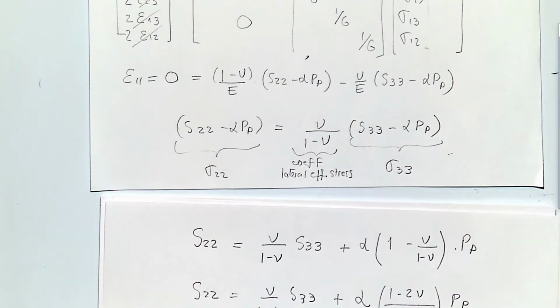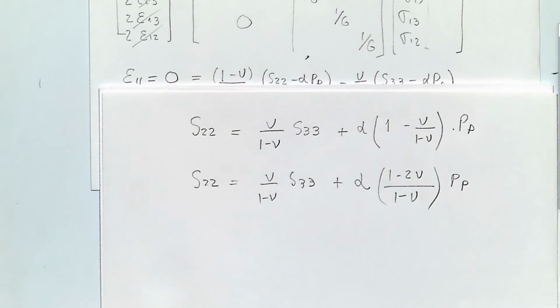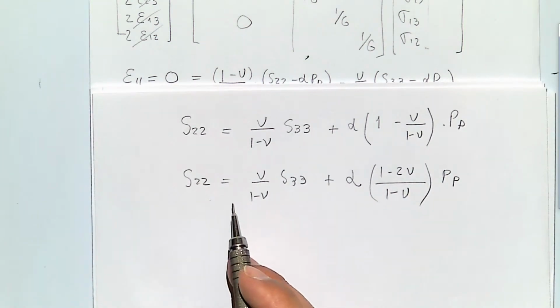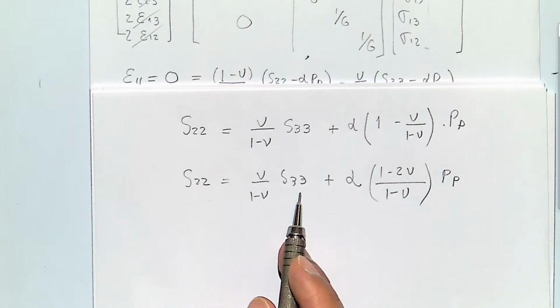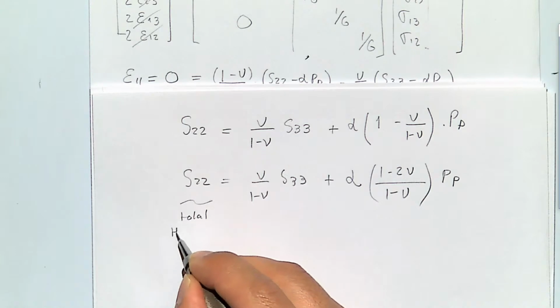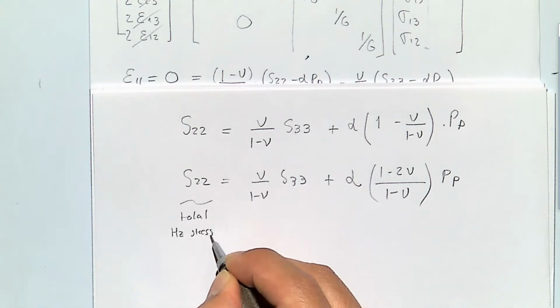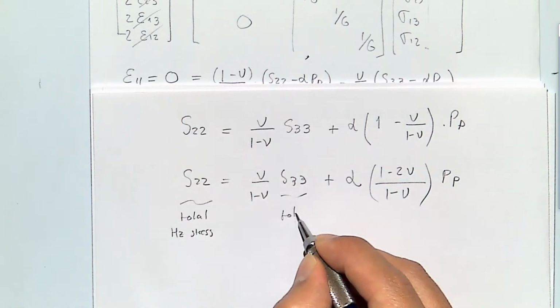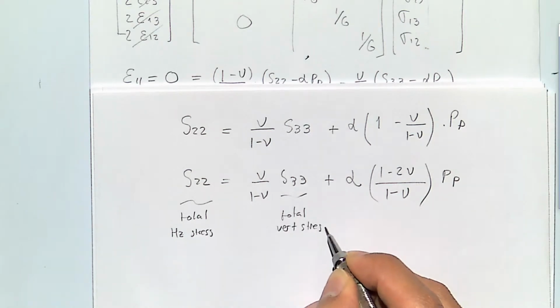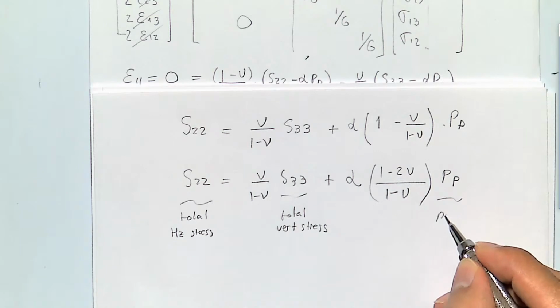And now we have an equation that tells us what is the total horizontal stress as a function of the total vertical stress. So this is total horizontal stress. This is total vertical stress. And this one is pore pressure.